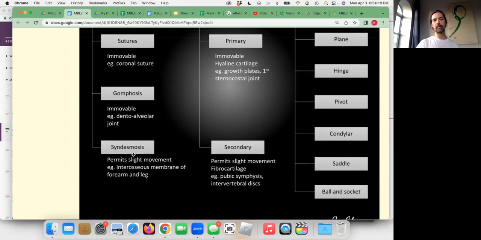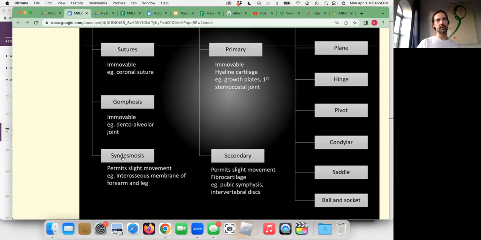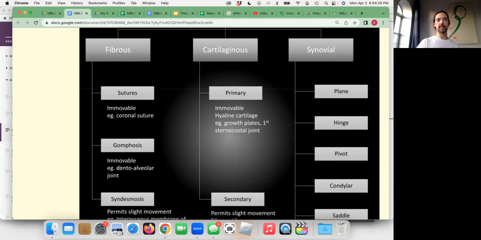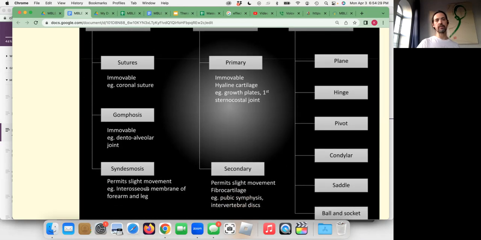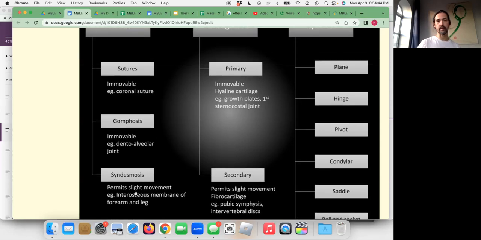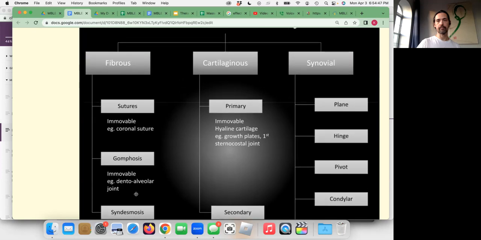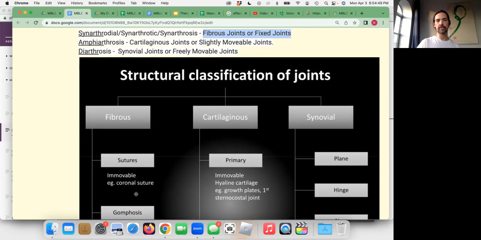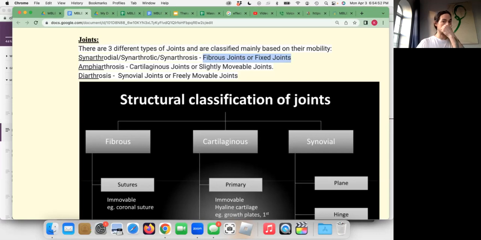Syndesmotic joints, they permit very slight amounts of movement. And an example of a syndesmotic joint, which is a type of fibrous joint, is the joint between the fibula and the tibia, which is in the lower leg, and between the radius and the ulna, which is in the forearm. And we'll look at those more closely next time. Okay, synarthrodial, synarthrotic, synarthrosis.